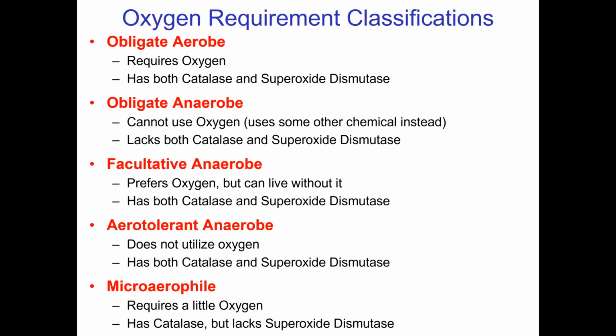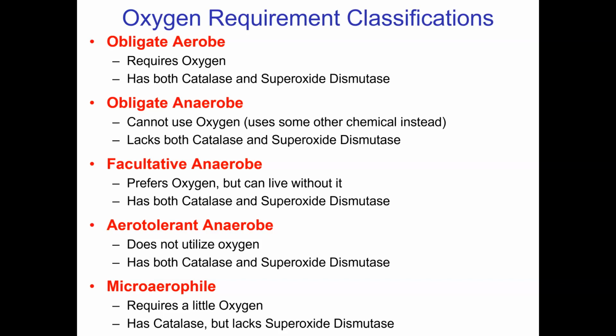Aerotolerant anaerobes are something we will not work with in lab. Okay, these are not particularly common. And it's all in the name, aerotolerant. They tolerate oxygen, right? Anaerobe, but they don't use it. So evolution's a funny thing. These are organisms that don't use oxygen to make ATP, but they do make those enzymes.